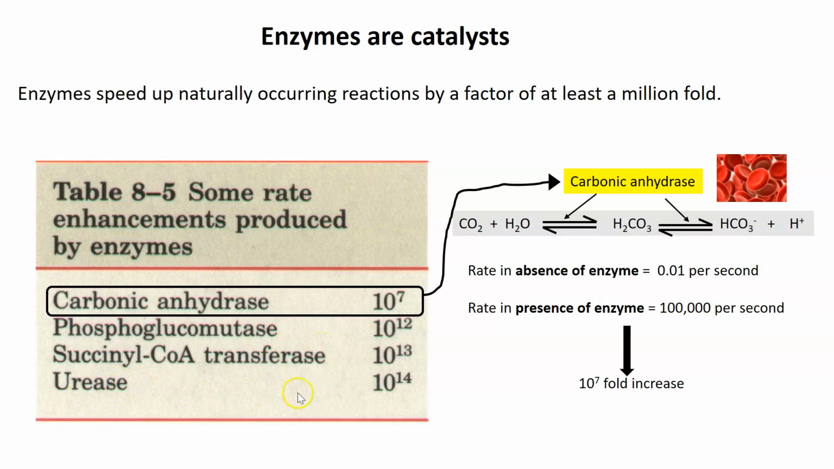Look at urease, an enzyme that's responsible for breaking down urea. Urea is produced as we break down proteins. This enzyme is much faster than carbonic anhydrase. It's not quite as straightforward as that, as you'll see in a later slide or a later lecture, but you can see how fast it is.